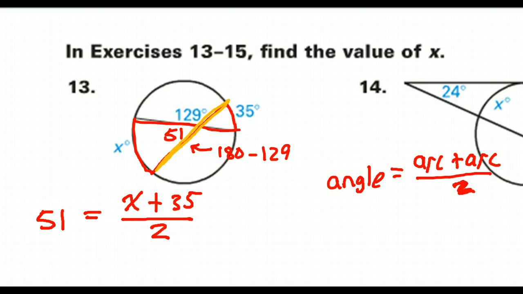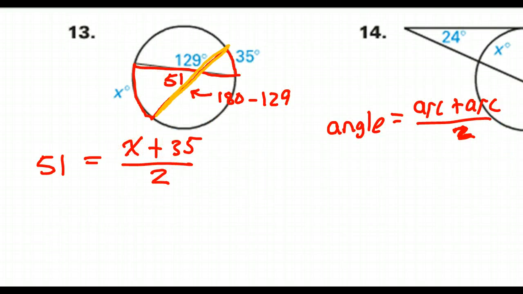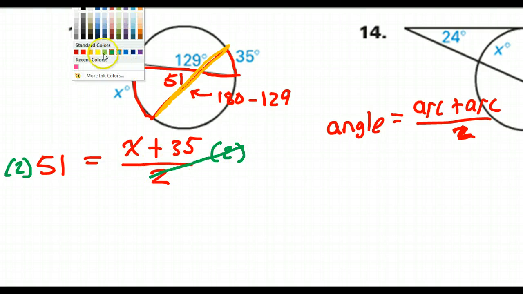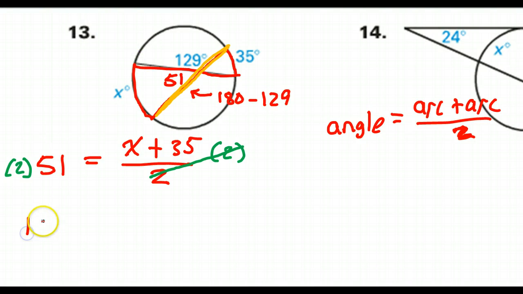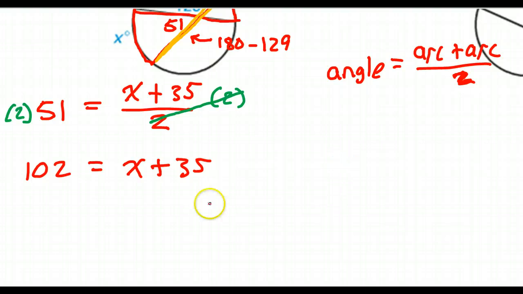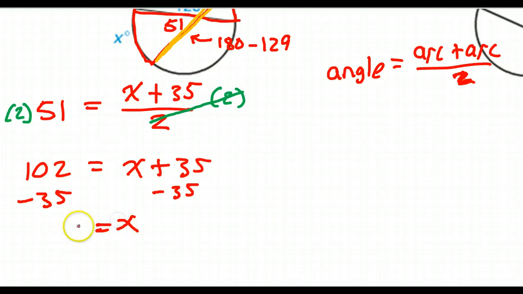So then it's just a matter of solving this equation for x, and I recommend multiplying both sides of this equation by 2 first. That gets rid of the fraction aspect of it. Alright, so then we're going to have 102 is equal to x plus 35. So then you can simply subtract 35 from both sides. And that's going to give you x equal 67. Okay, that is how you do that.